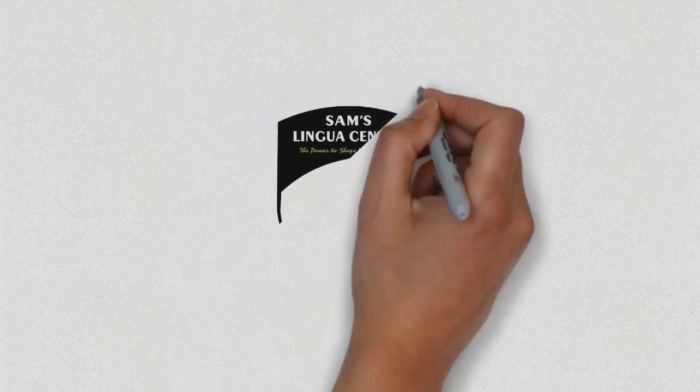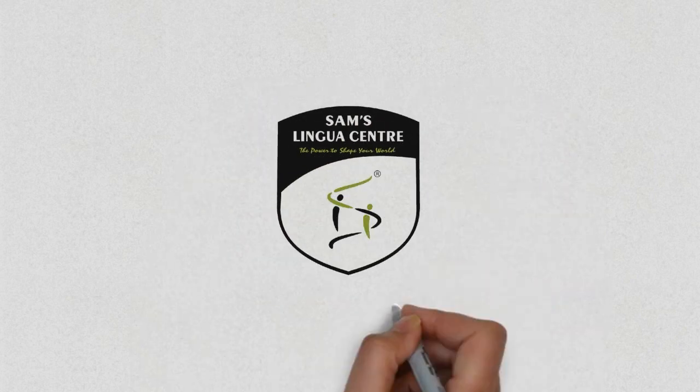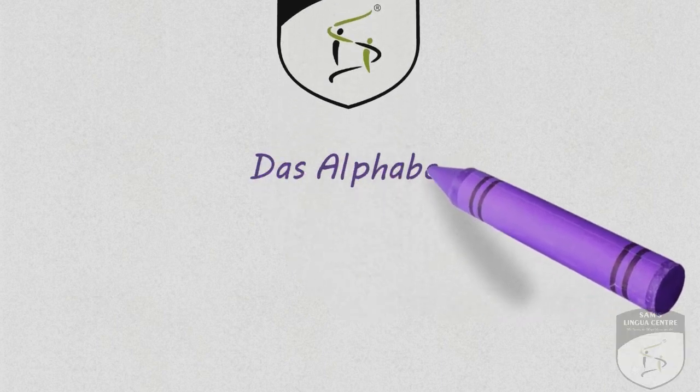Hello and welcome to our first lesson. In this lesson you will learn about the German alphabet and the basic rules of pronunciation. Let's start.